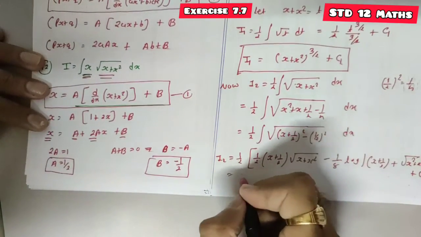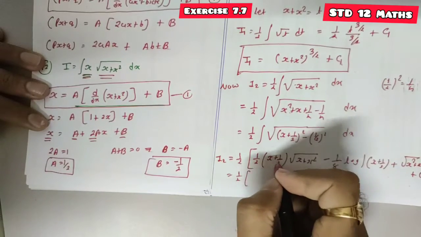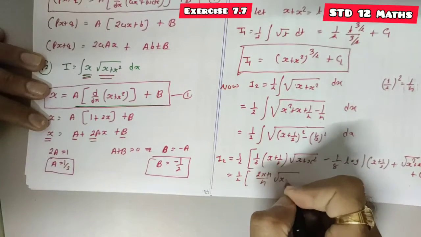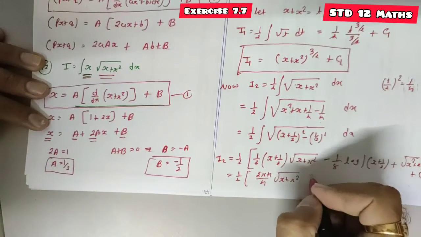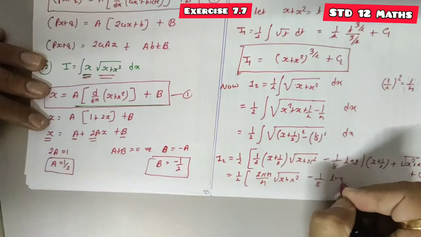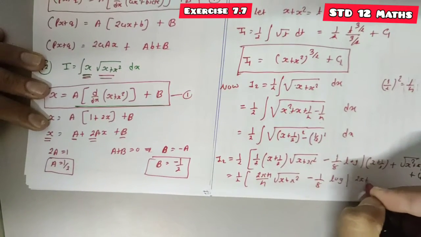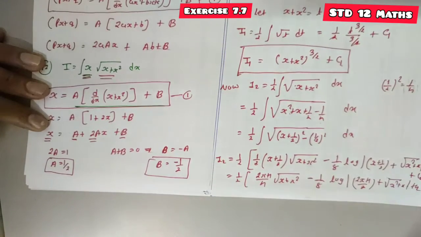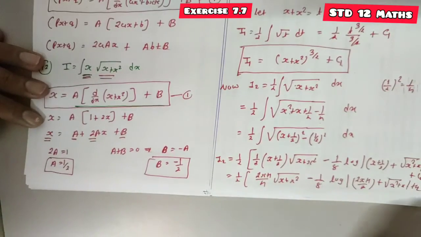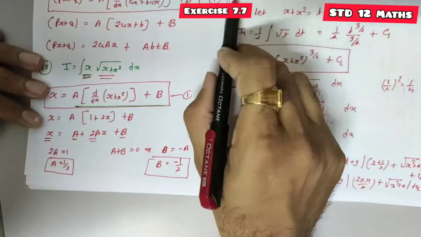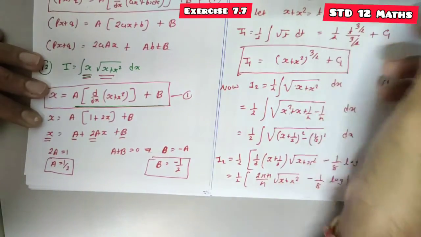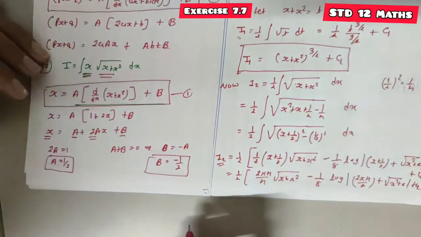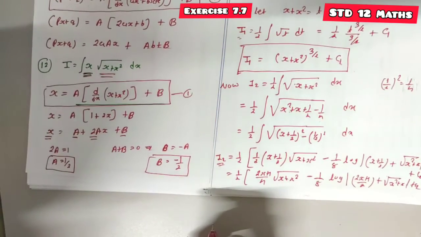So our I2 is 1/2 times (2x plus 1)/4 into square root of x plus x square, minus 1/8 log mod of (2x plus 1)/2 plus square root of x square plus x, plus c2. Then this is our I2. Now for your final answer, you have to write I equal to I1 minus I2. No, the minus sign is already there. So this is I2 and this is I1, and you have to write your final answer. Clear, students?